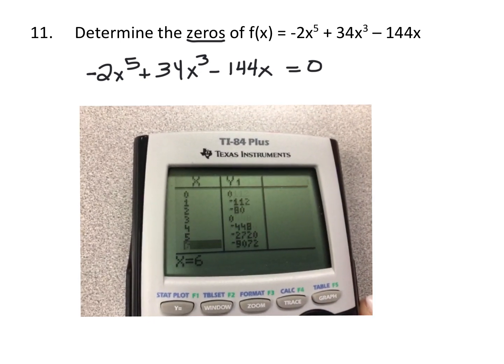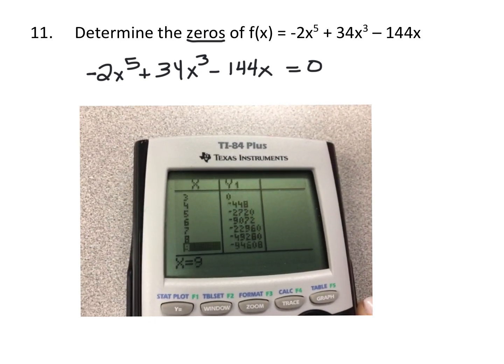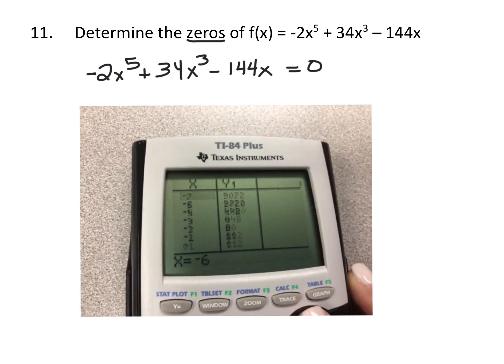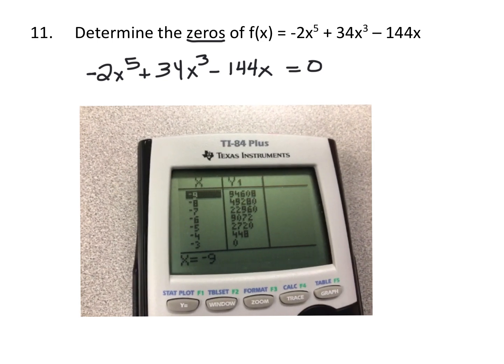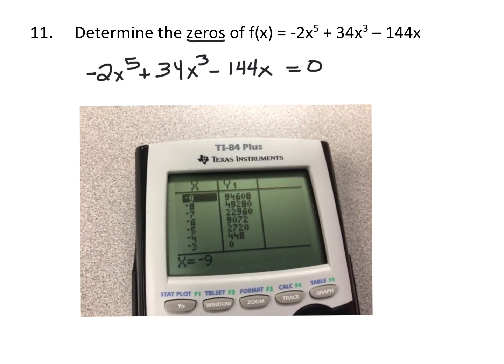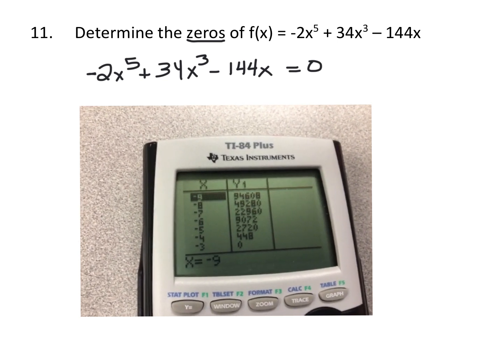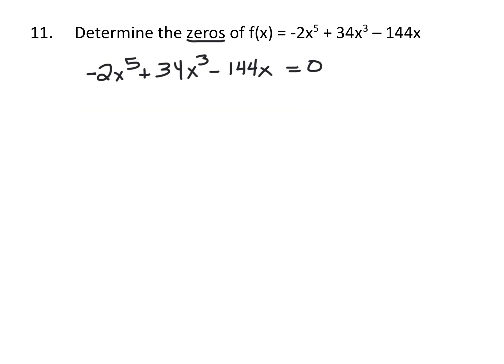And then the values are getting super low negative. So I'm really only seeing, as I scroll up and down here, 3 zeros, not 5. So I'm not going to depend on this graphically, because what that means is the other 2 zeros might be at irrational values. Okay, so let's do this algebraically instead.